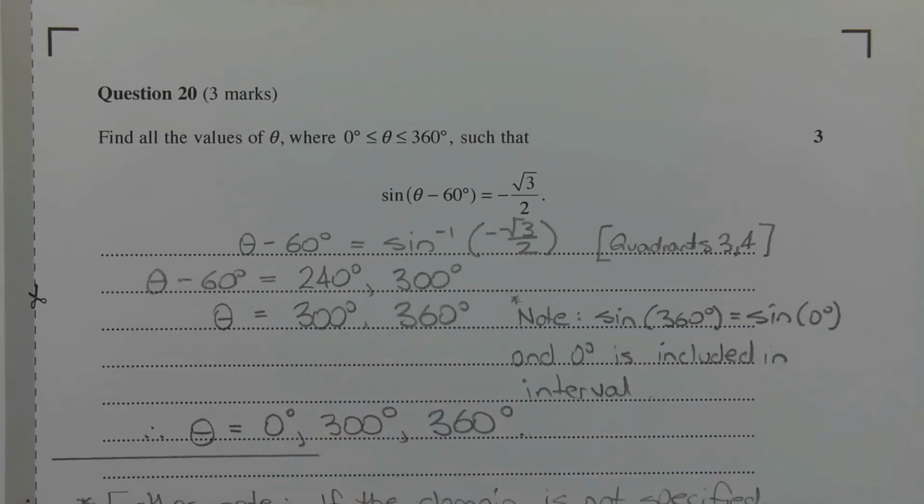But there's still one more angle that's missing from the solution. If we go back to the interval, theta is defined between 0 degrees and 360 degrees inclusive of the endpoints. Another thing to note is that the period of this trigonometric function here is 360 degrees. What that means is that these solutions will repeat themselves every 360 degrees.